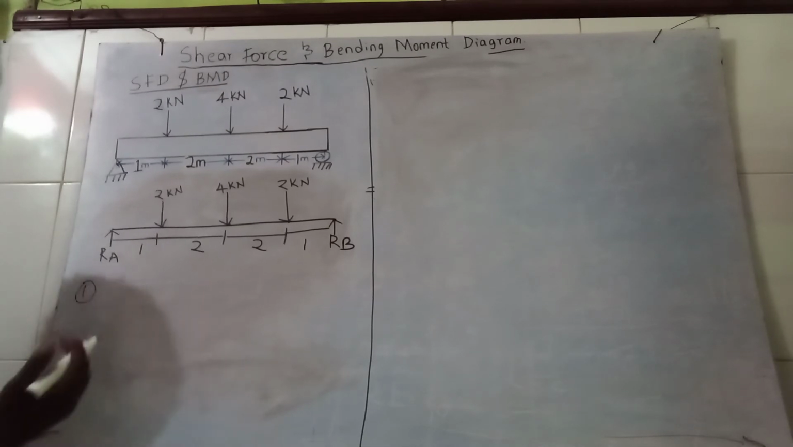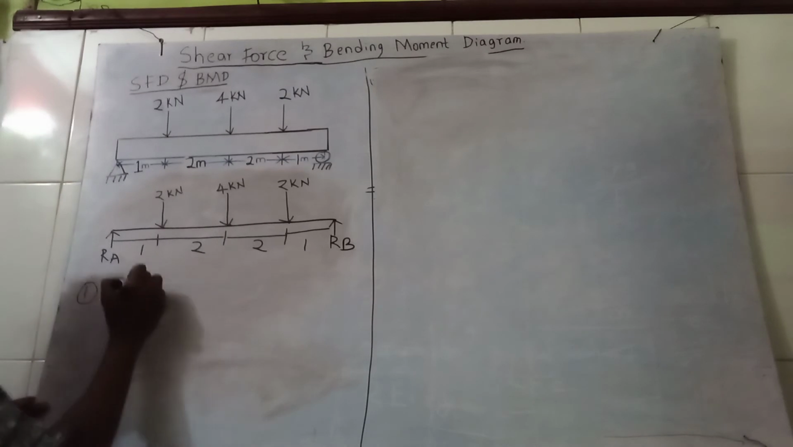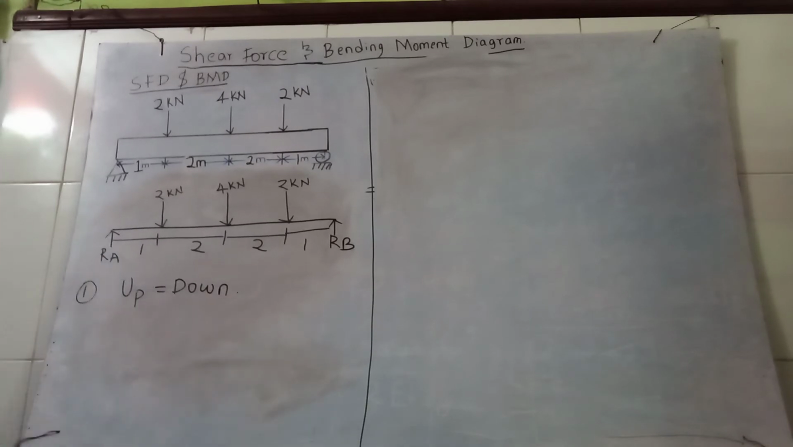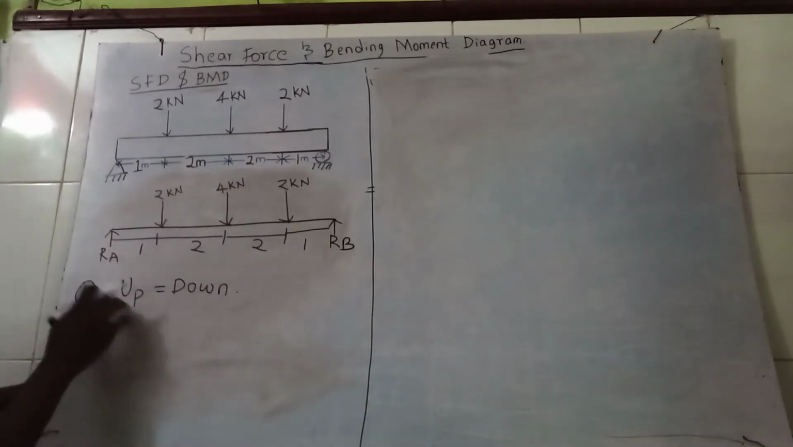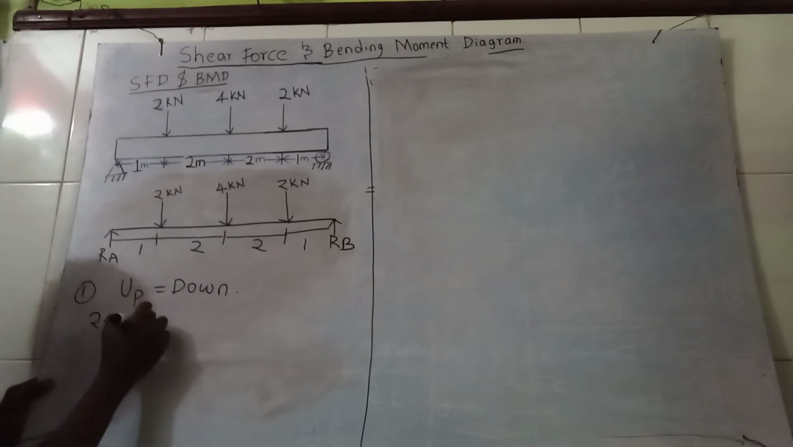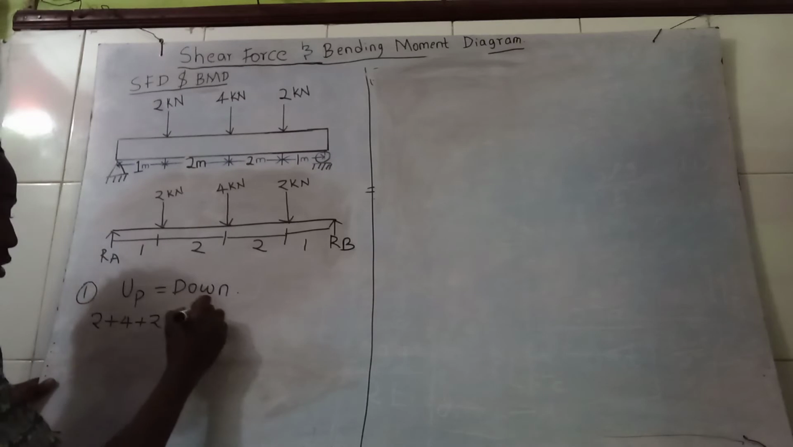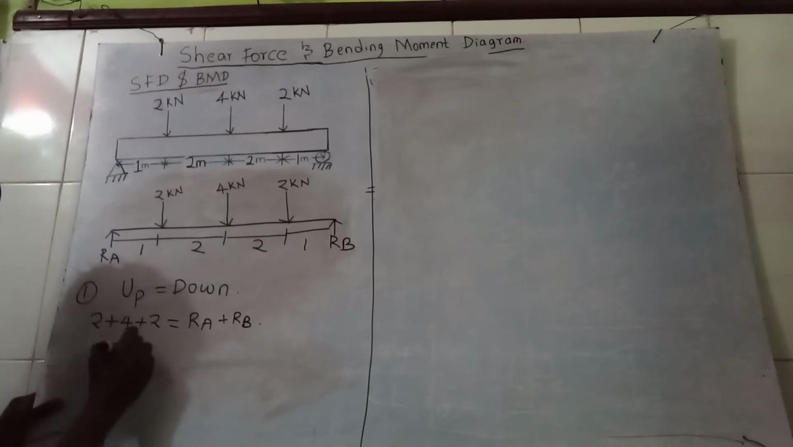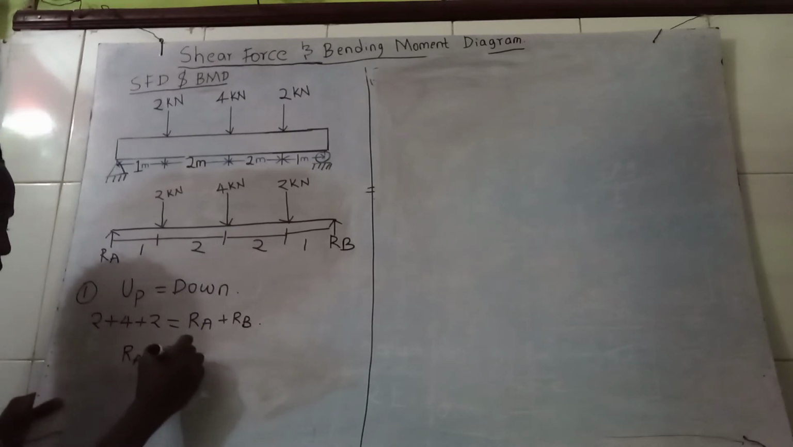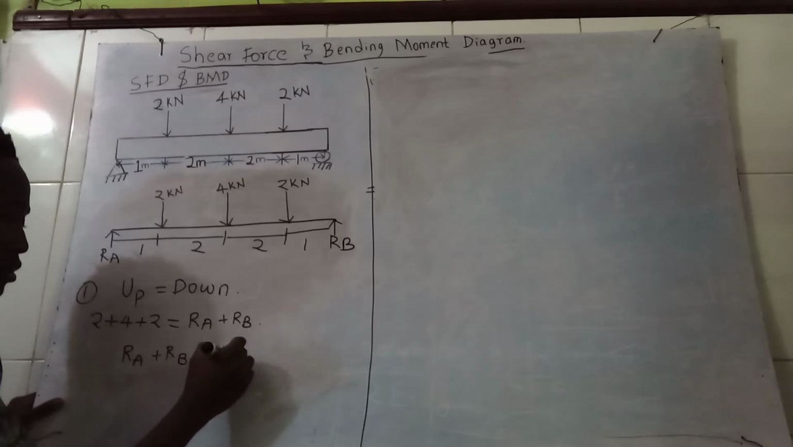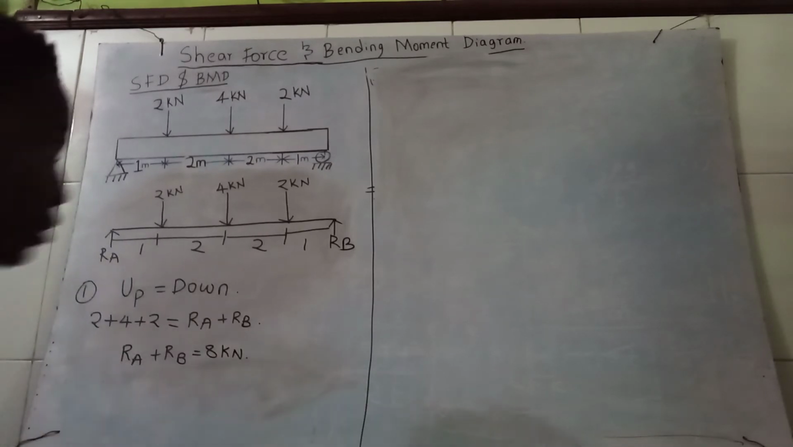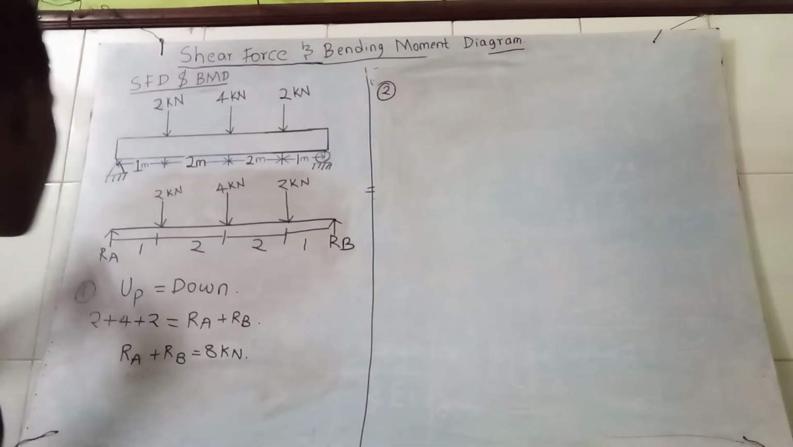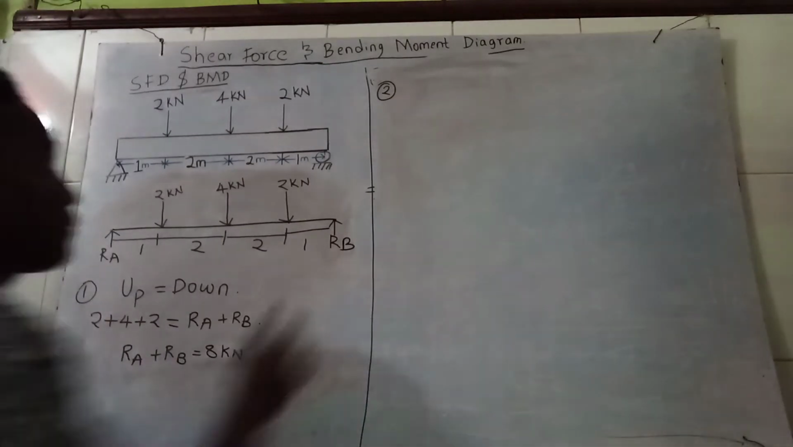upward forces is equal to downward forces. The upward forces are 2, 4, 2. So 2 plus 4 plus 2 is equal to the downward forces RA plus RB. So that is 8. RA plus RB is equal to 8 kilonewtons.